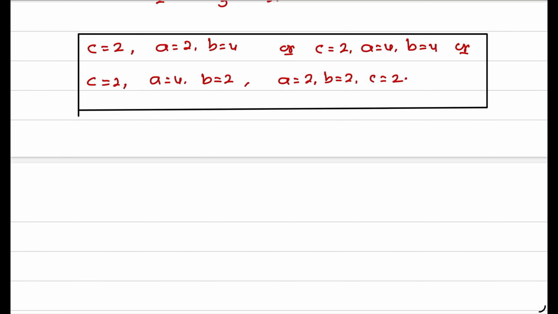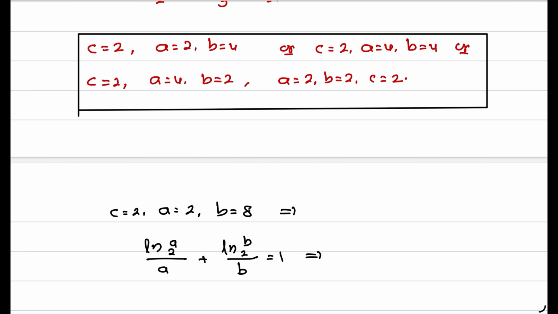Can we check for curiosity? C is equal to 2, A is equal to 2 and B is equal to 8. What happens? What should be the condition for C is equal to 2? ln A to the base 2 by A plus ln B to the base 2 by B. This has come from the problem itself. We have not invented anything. Should be equal to 1.